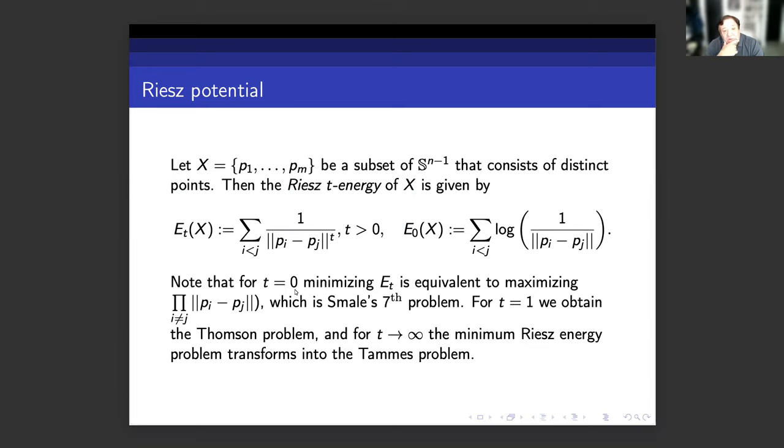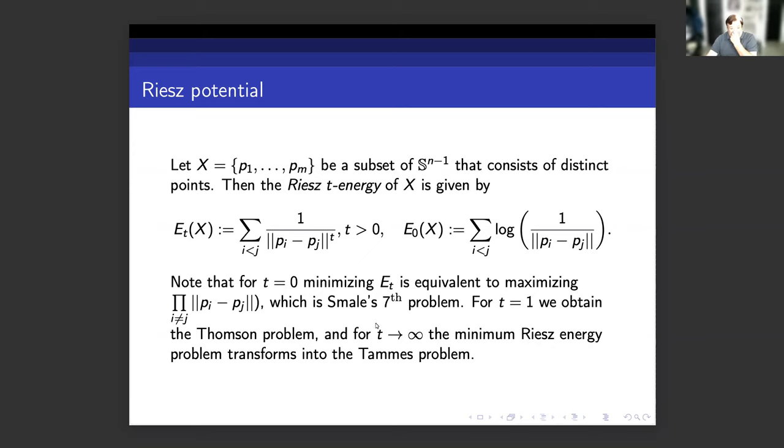Consider Riesz energy and the so-called Riesz potential that extends the Thomson Coulomb law. It is very easy. We can consider Euclidean distance, and in this case, F_t is r to the power negative t, as written here, when t is greater than zero, and when t is zero, it is, as I already defined, logarithmic energy, log of one over the Euclidean distance between two points.